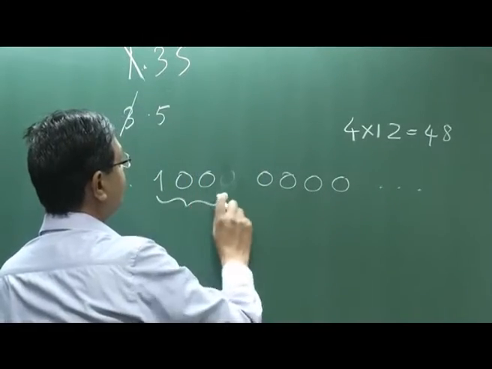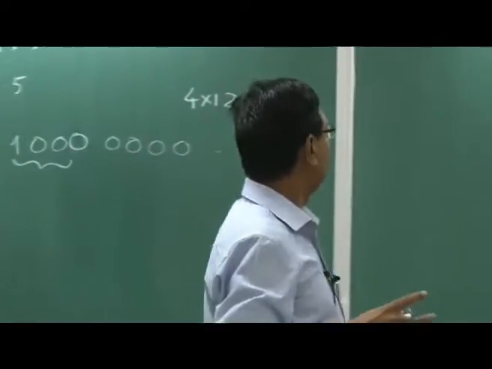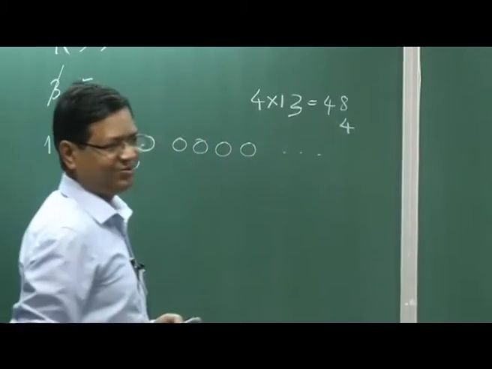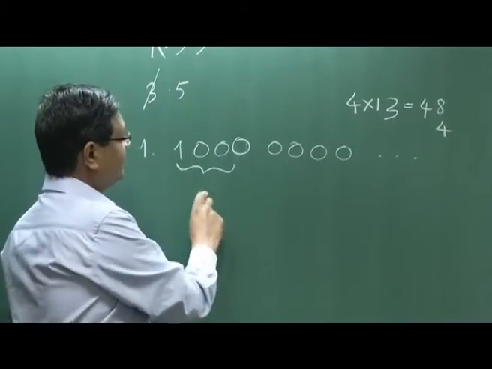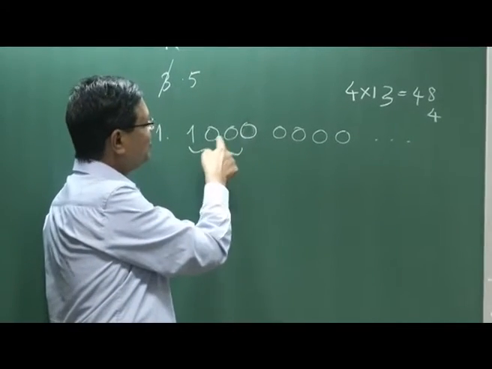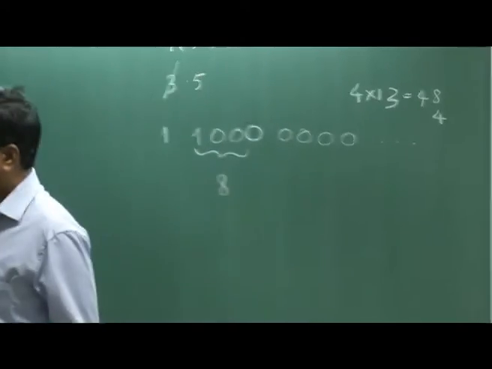So here, 13 into 4 is 52. Okay, so it comes in bunches of 4. So this is 8, this is 8, 2 to the 3, 2 to the 0, 2 to the 1, 2 to the 2, 2 to the 3, and the rest all zeros. That is why we have 1.8.